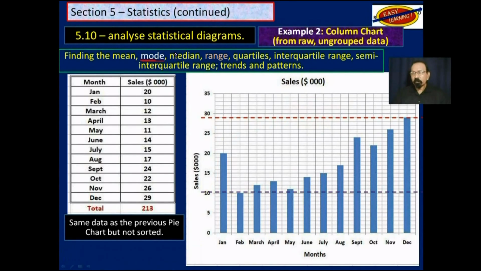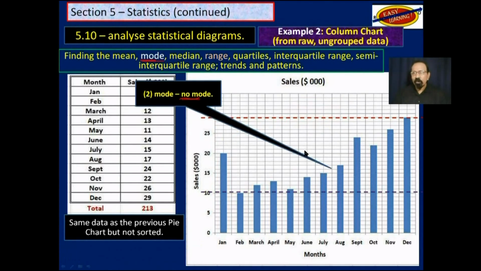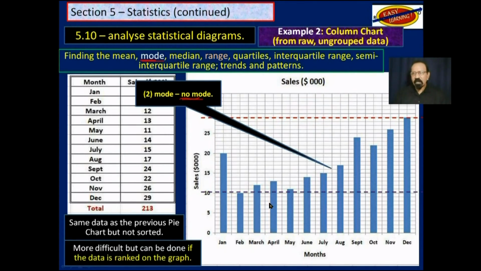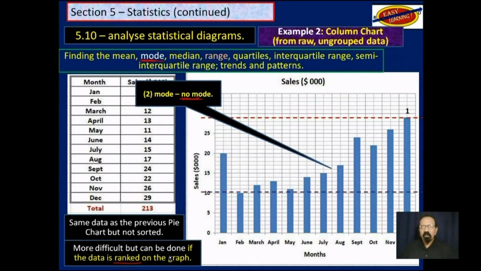Next, let's deal with mode. Now, in this case, there is no mode. As a matter of fact, as I said, working with this graph as is, without the data being sorted, is a little more difficult. So we may have to rank the data on the graph itself. So this is the highest, 1, and then 2, 3, 4, 5, and so on. 6, 7, 8, 9, 10, 11, and 12. So even though the graph wasn't ranked to begin with, we have just ranked it because we need to rank it to answer the questions we need to answer.